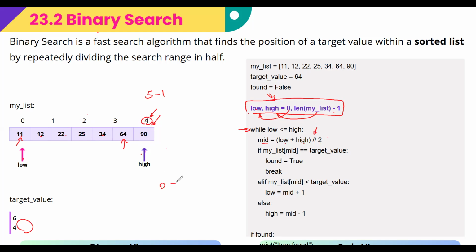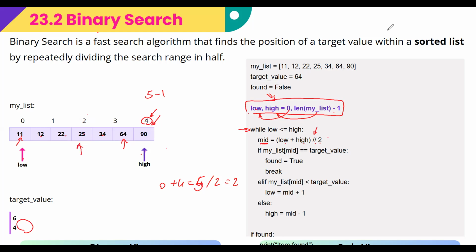It gives me 0 plus 4 equals 4, right? I divide this by 2, it gives me 2. If it was 5, I divide it by 2, it gives me also 2, because I'm using integer division. So my mid variable will actually be pointing to 2.